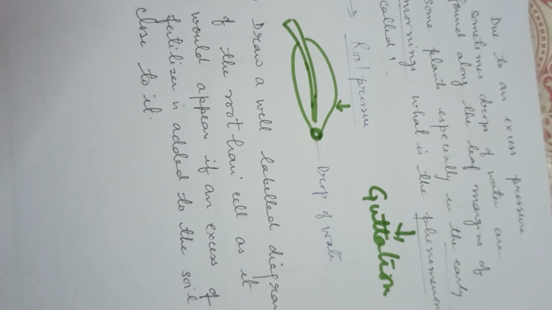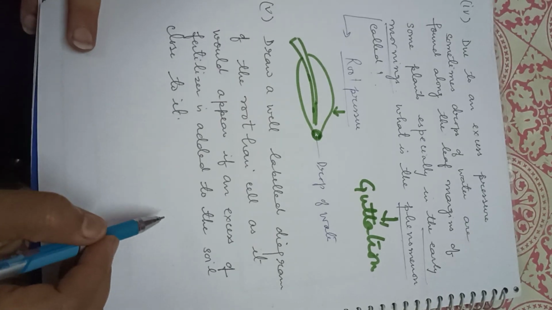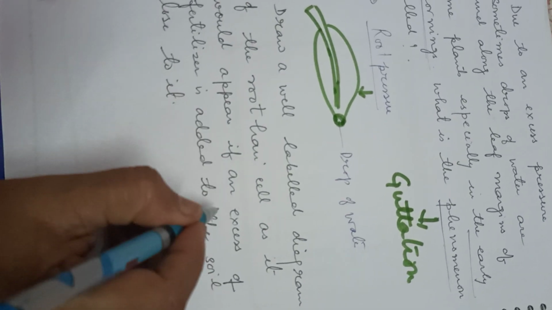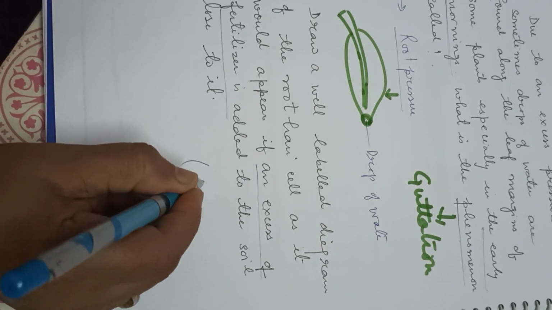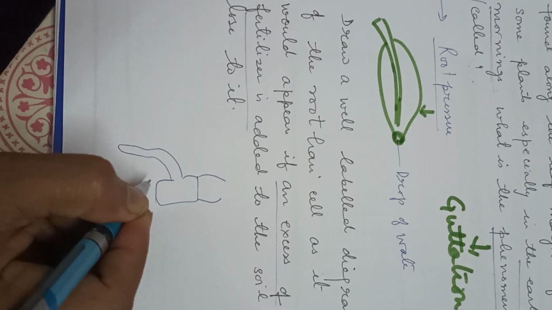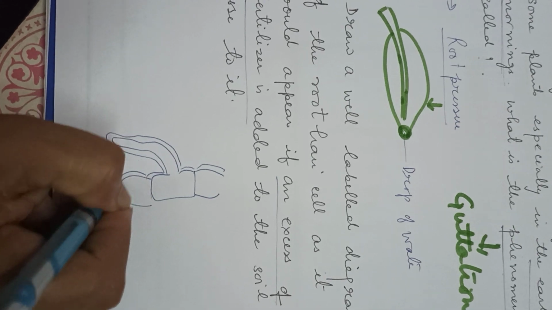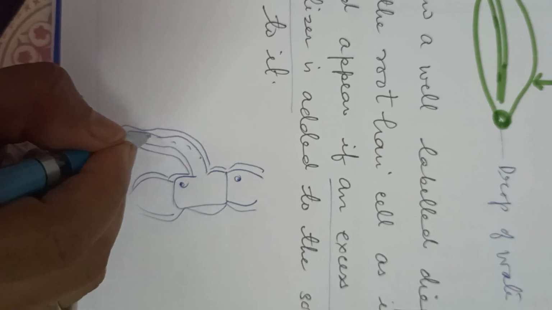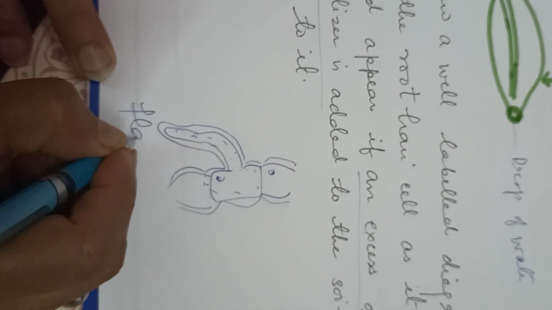Next question is, draw a well-labeled diagram of the root hair cell as it would appear if an excess of fertilizer is added to the soil close to it. Consider that when an excess of fertilizer is added, the concentration of the soil solution will be increased. So the root hair will be in the flaccid condition. So this is the root hair. As we know this is a plant cell, so I'm going to draw the cell wall around it. So this is the cell wall. The nucleus is inside, and this is the cytoplasm also. So now we will use the term flaccid root hair.